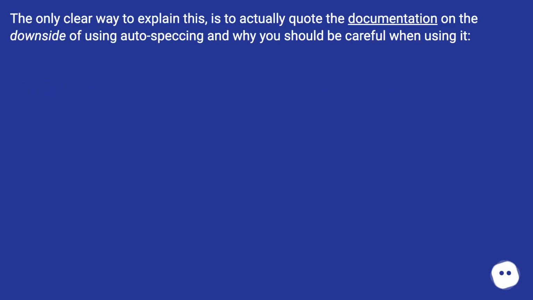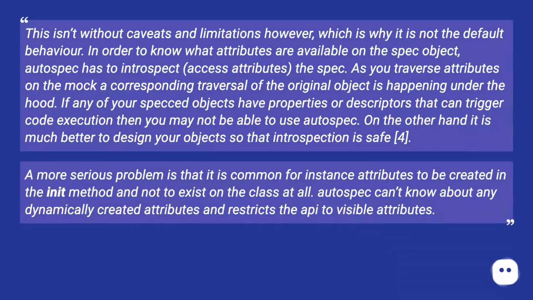The only clear way to explain this is to actually quote the documentation on the downside of using autospeccing and why you should be careful when using it. This isn't without caveats and limitations, however, which is why it is not the default behavior. In order to know what attributes are available on the spec object, autospec has to introspect, access attributes, of the spec. As you traverse attributes on the mock, a corresponding traversal of the original object is happening under the hood.